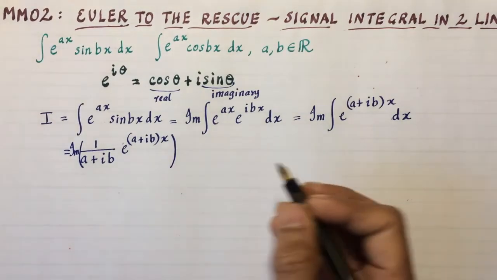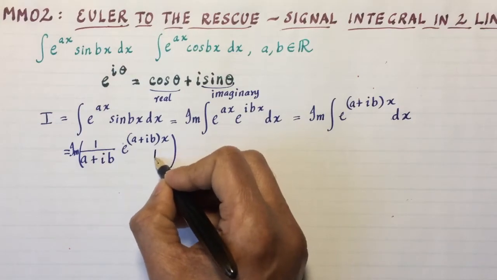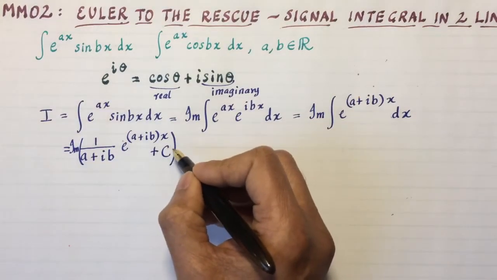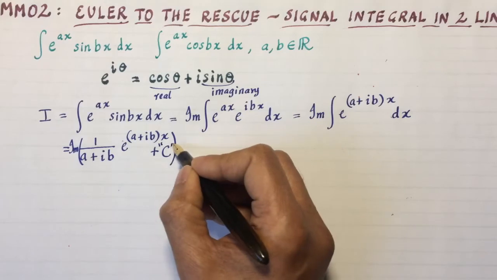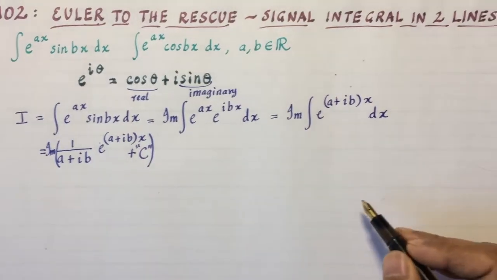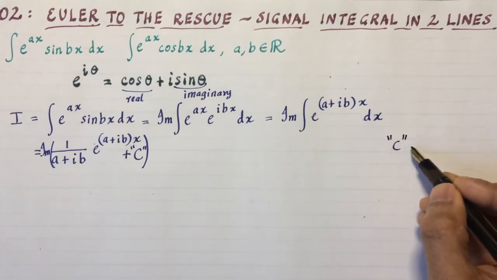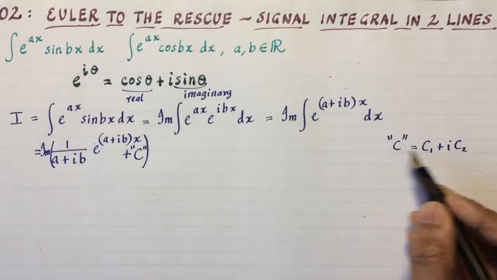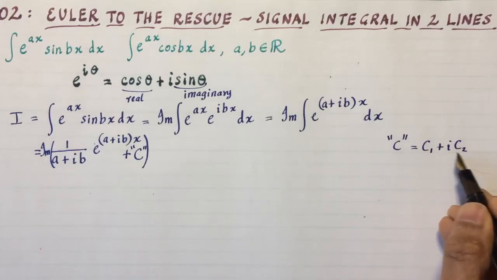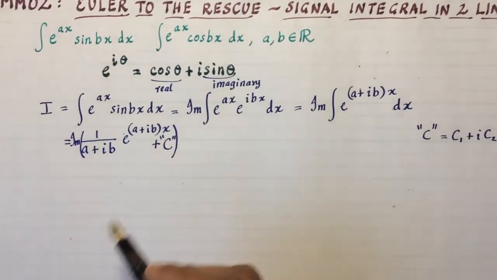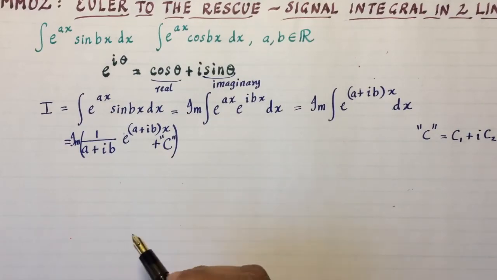Now there's also going to be plus c, the constant, and just to make sure that it's a complex number, I'll put a quote around it to show you that it's a complex constant. So I'll expand the complex constant later. I'll expand this quote c as c1 plus ic2. In other words, I'll write the complex constant as a real constant plus i times the imaginary part of that constant. So for now, I'll just indicate it by quote c so it doesn't come in my way.